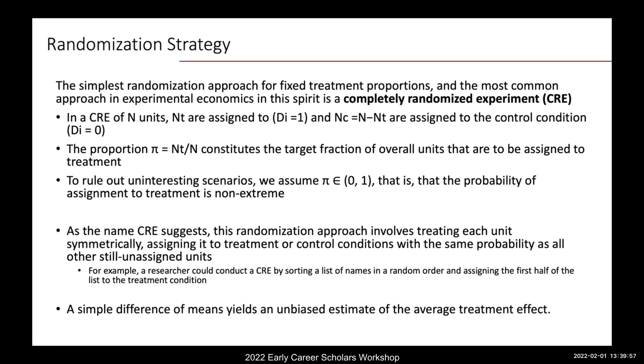Okay, so for example, what could we do in practice? We could be sorting our list of names of the sample in a random order. Okay, so that's something super easy to do in Excel. And then we assign the first half of the list to the treatment condition, and the second half of the list is going to be the control group. Okay. We can then take the simple difference of means, and we will get an unbiased estimate of the average treatment effect.